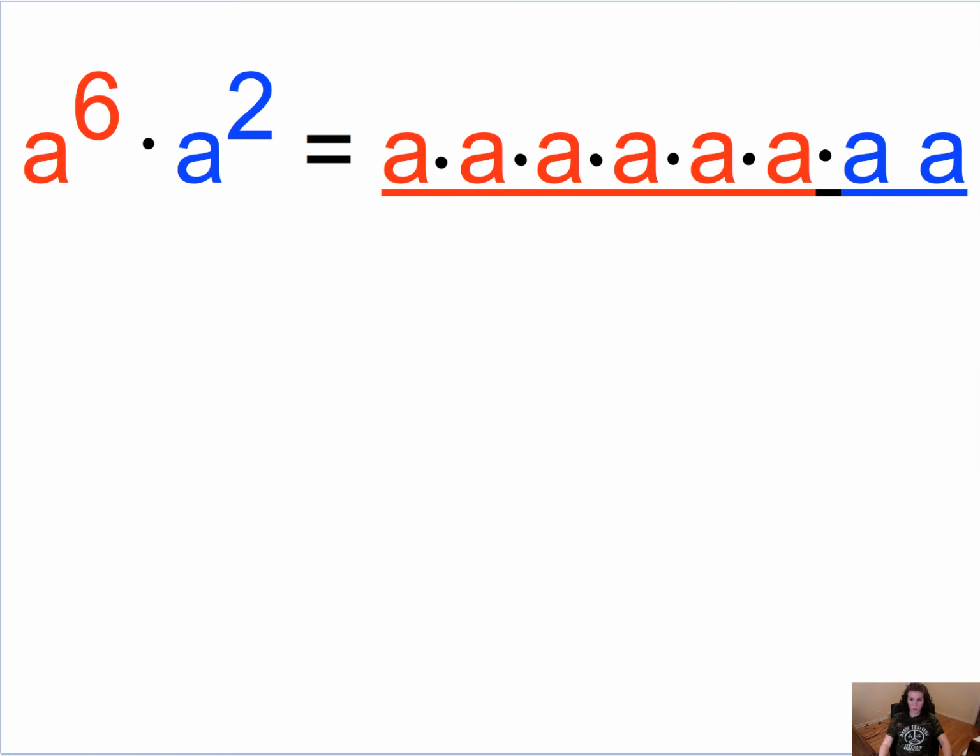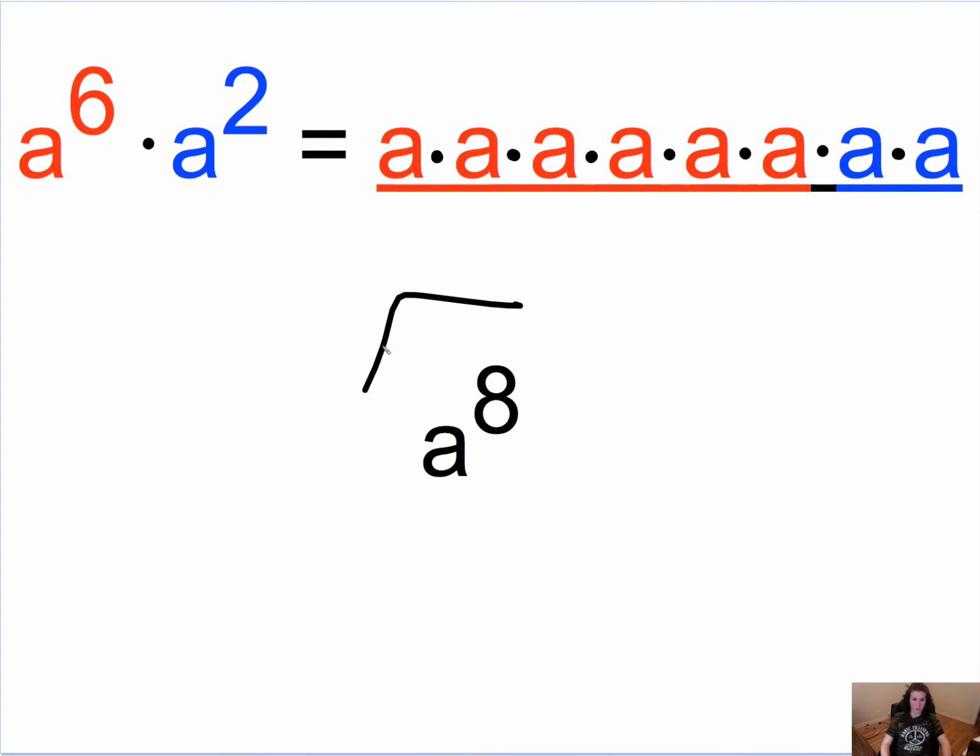So then when you go to get your answer, you want to just count up how many total a's you have. So our base would be a, and then how many a's are being multiplied? 1, 2, 3, 4, 5, 6, 7, 8. So my answer would be a to the 8th power.